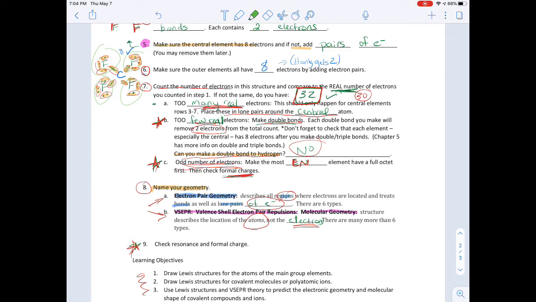So if it comes out the same as 32, then you're great. You're good to go. If it doesn't, then you are going to be moving on and learning about how to make it work if you don't have the right number of electrons. You either put the extras on the middle atom or you make double bonds, triple bonds.